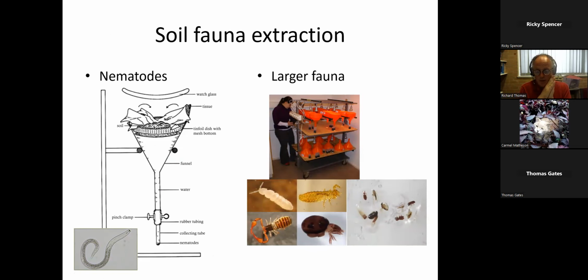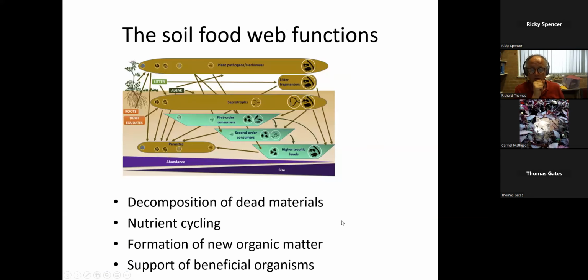We also do the gross separation of soil fungi. Those are good indicators of soil health. And then we work out the soil web and its function, which is incredibly complicated, because you get different orders of consumers of decaying materials.